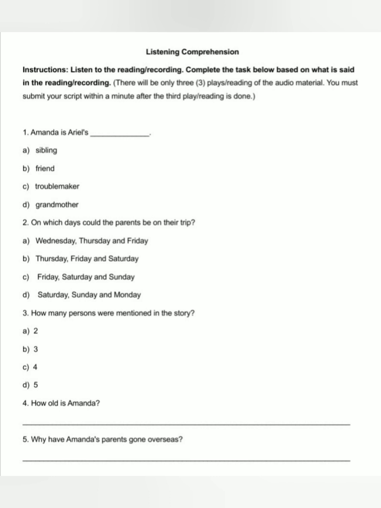Number 1 says, Amanda is Ariel's blank. And you will find when you're listening that this is just a literal level question. However, it pulls on one's vocabulary as well.